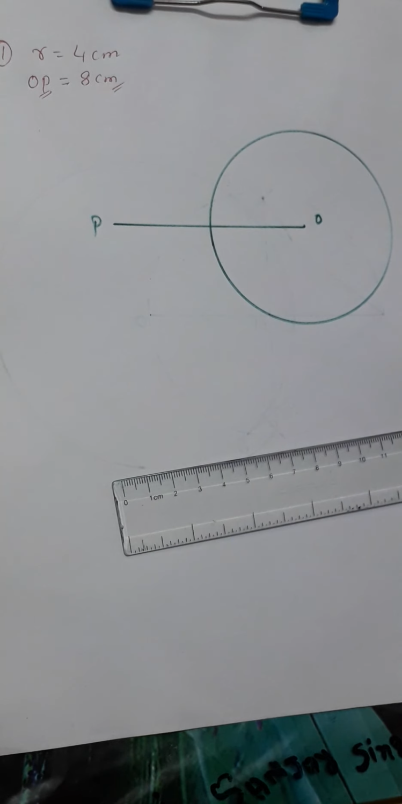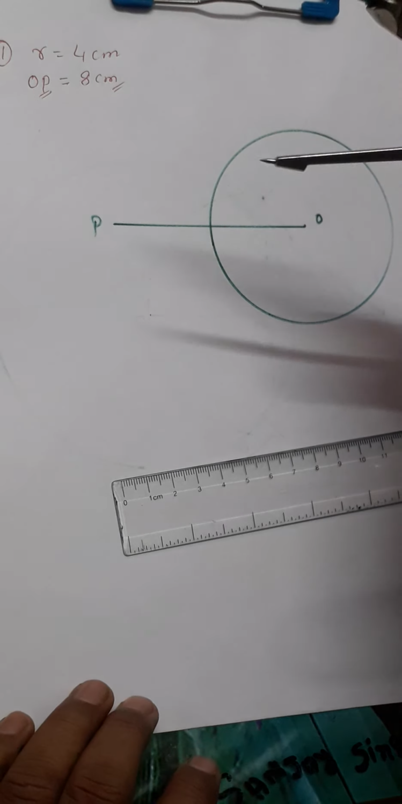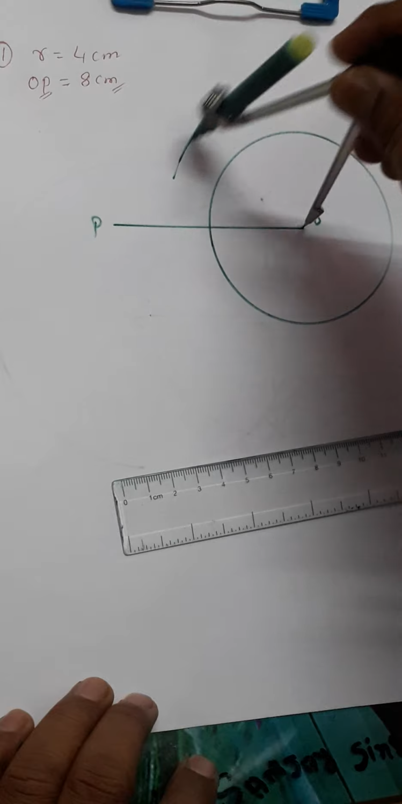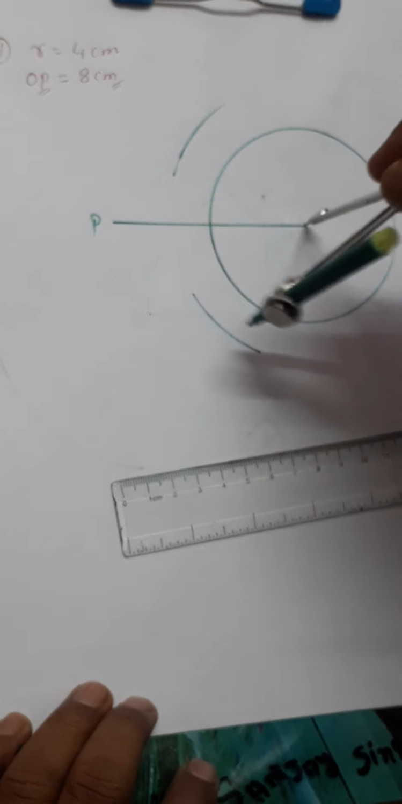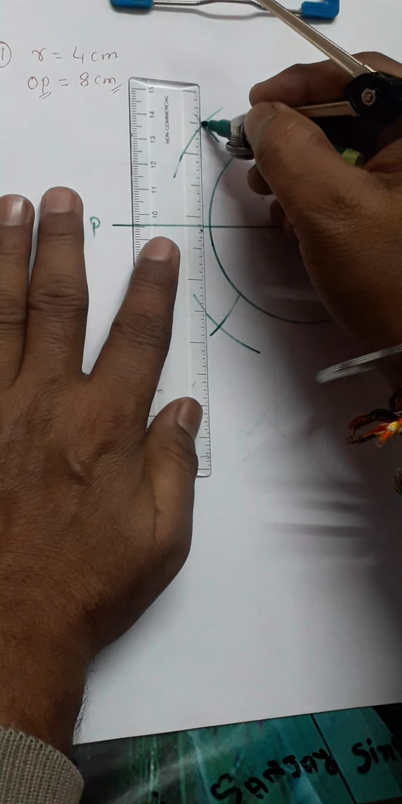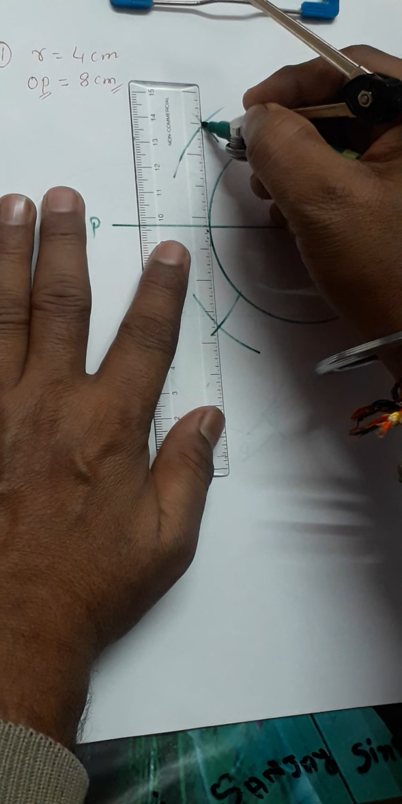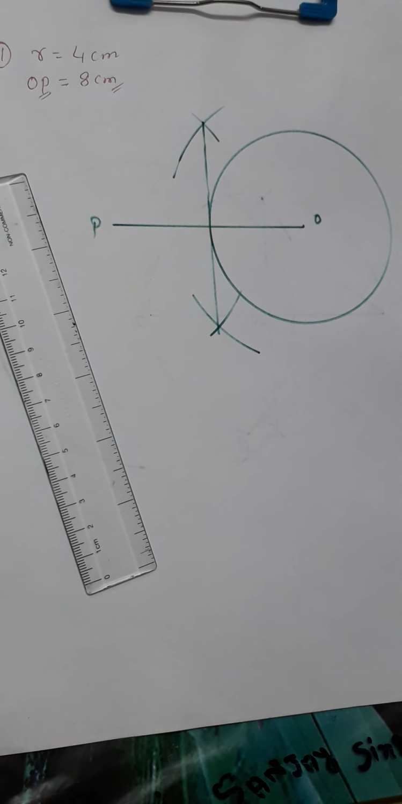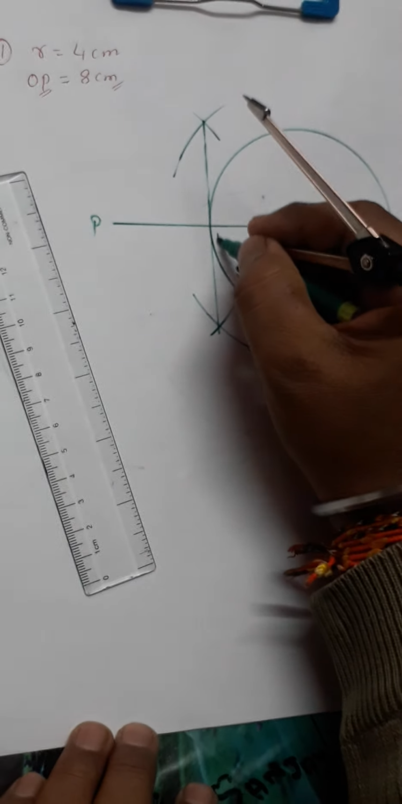Now we will draw the perpendicular bisector of OP. For this we will take an arc of radius more than 4 centimeter. Here another arc. From point P we will also draw. Now we will join these 2 points, this and this. Let this point be M.